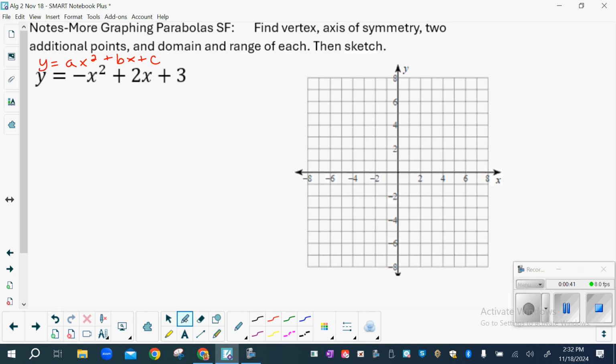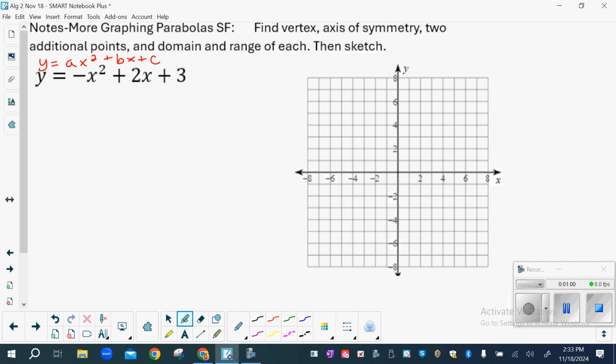Okay, so this is in standard form. See how we have ax squared plus bx plus c? That is standard form. We're going to have other forms this week. We're going to talk about factored form, and we're also going to talk about vertex form. We're going to graph in all three of those forms.